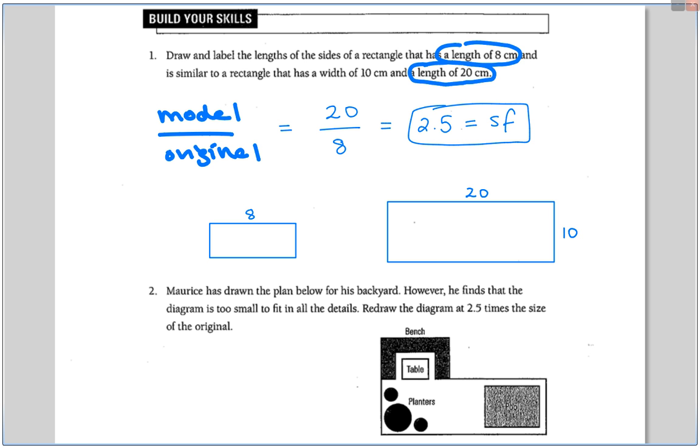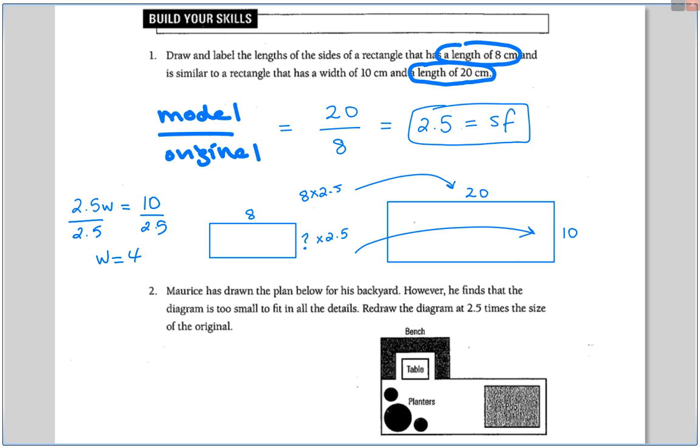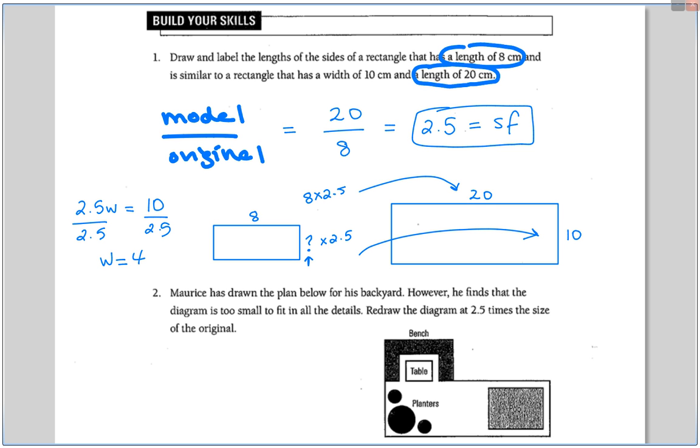So if I go 8 times 2.5 to get 20, then it's going to be some number times 2.5 to get 10. So all I have to do, basically 2.5 times some number, which we will call the width, is equal to 10. So divide that out. 10 divided by 2.5 will be 4. So this width, this question mark here, is equal to 4.